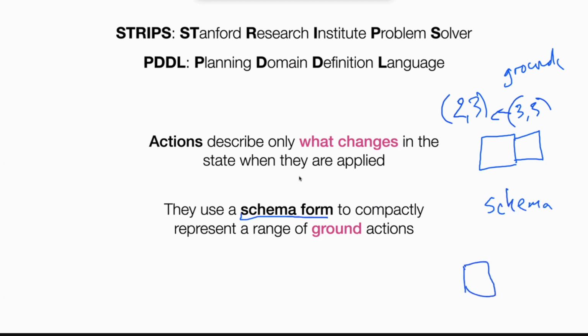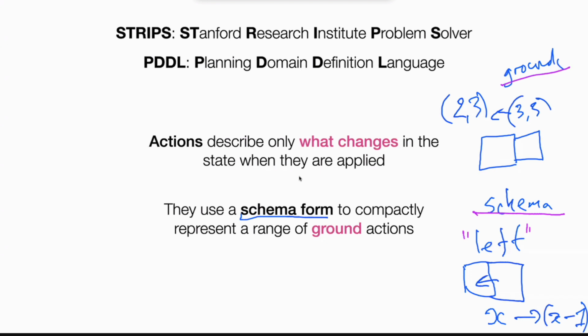And instead, we would just imagine an action called left. And that might have the effect that it changes the value of x to x minus 1. Okay, so the schema form is just kind of saying, let's move left, whereas the ground form describes exactly what state changes occur. And so we might only have 4 schema actions: up, down, left, and right.